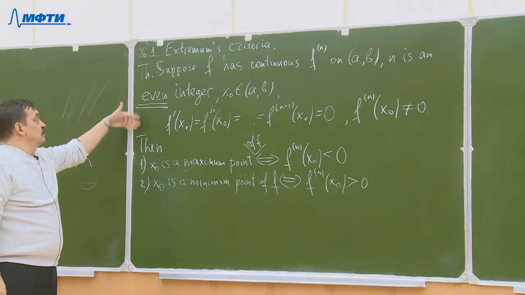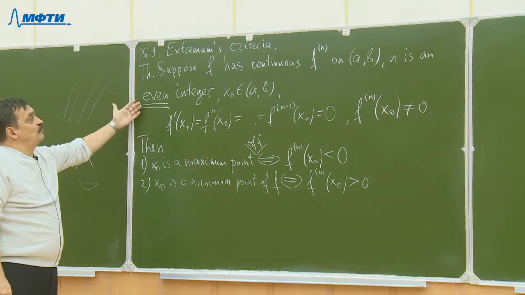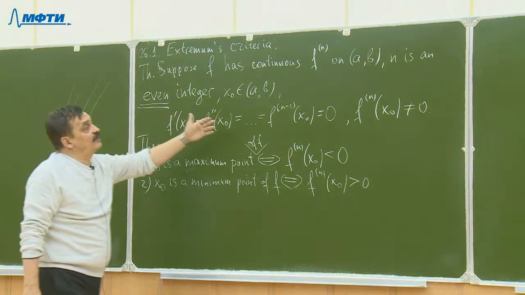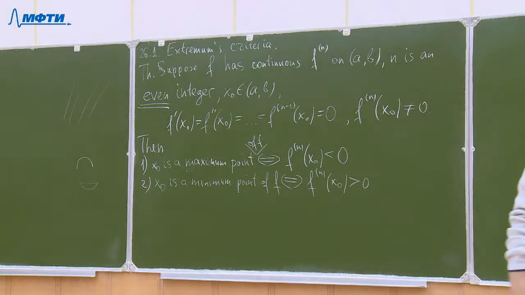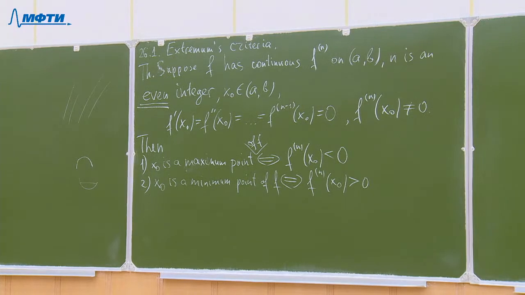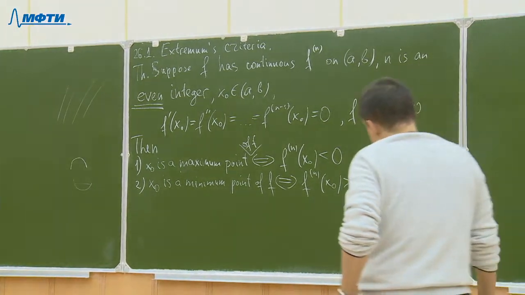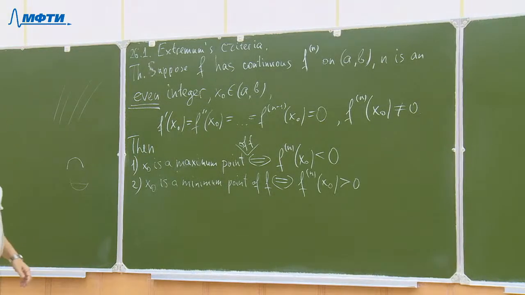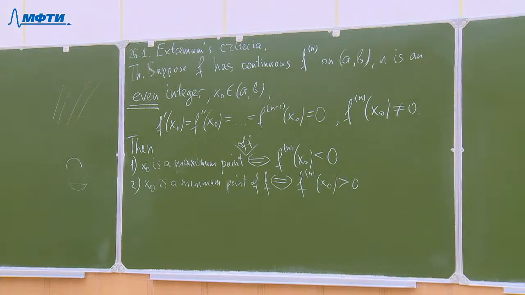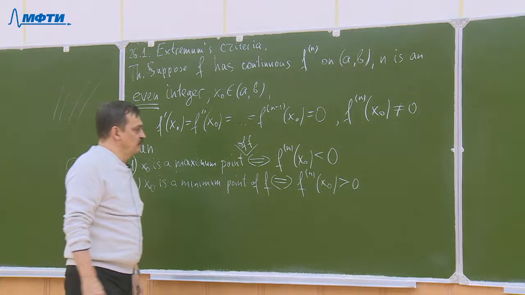Also, most often the case of n equals 2 is used, of course. First derivative is 0, second derivative is not 0. But it doesn't matter, it's valid for an arbitrary even integer. That's important. So, proof.